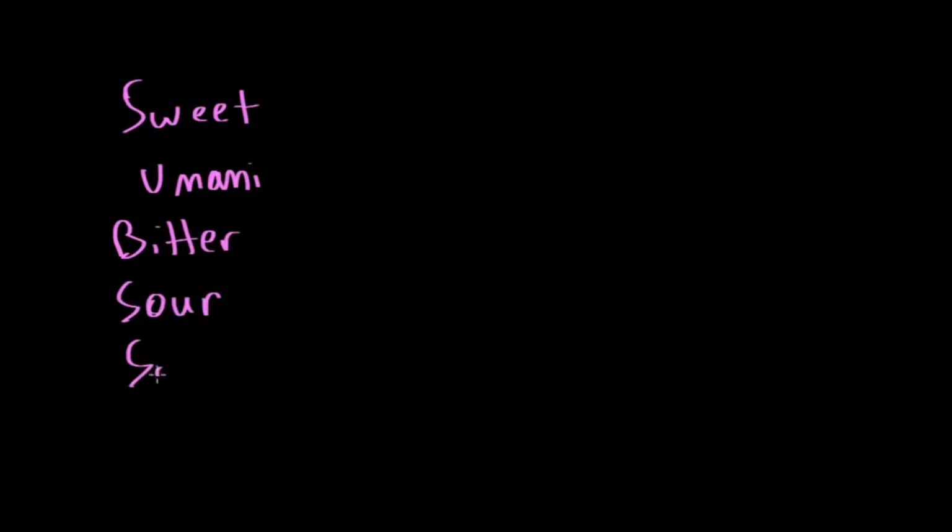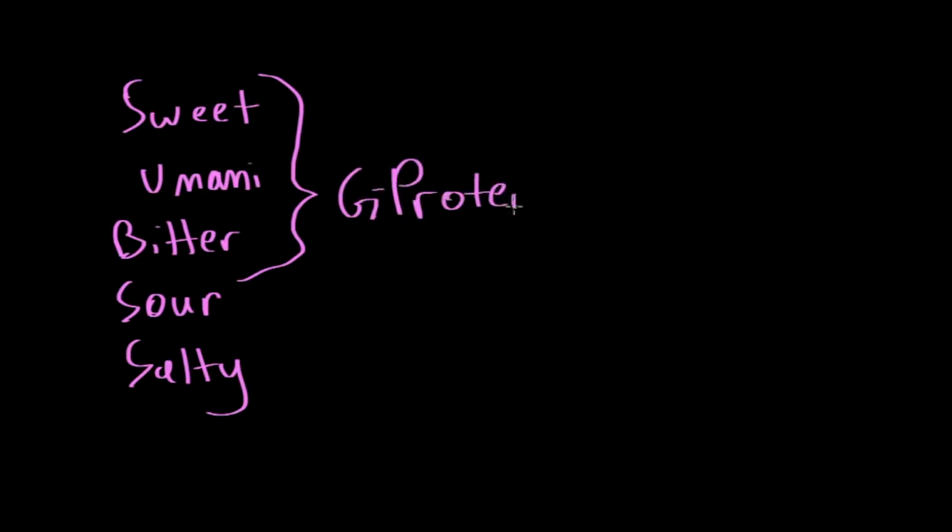Now I mentioned that we have 5 different tastes. So we have sweet, umami, bitter, sour, and salty. These top 3 taste cells over here have similar receptors, and these receptors are known as G protein coupled receptors.